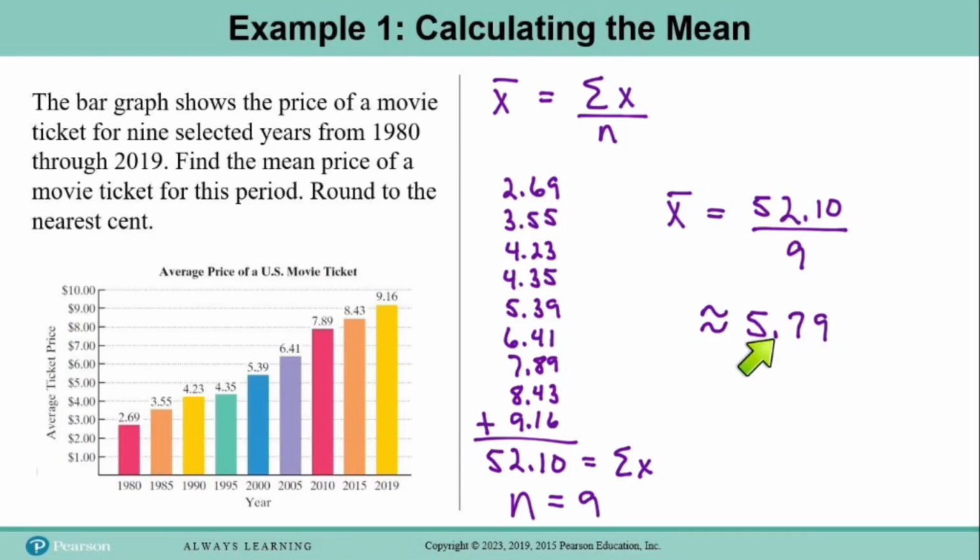So I've already rounded to 2 decimal places here because that was the instruction they gave us in the problem. And now if you compare 5.79 to our data values, you can see that it is somewhere in the middle. There are several values less than that, and there are several values more than that. And so this does seem like it represents the center of the data.